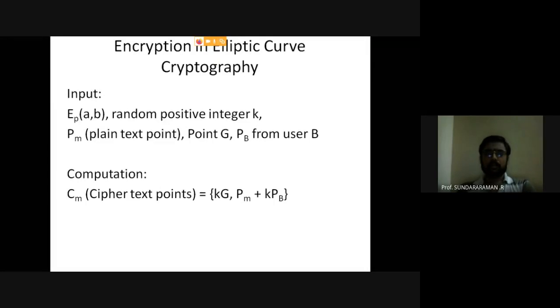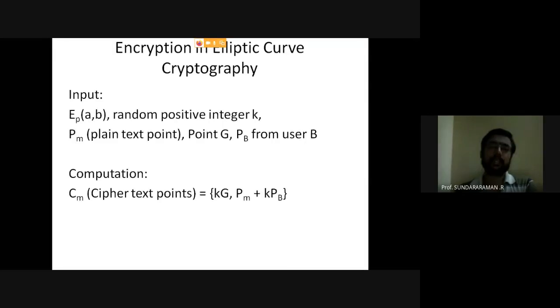Dear all, in this video we will be discussing the process of encryption and decryption in elliptic curve cryptography. As we know, elliptic curve cryptography can operate on real numbers, on a prime field, and the third one is the binary field. In this lecture we are going to discuss how the encryption and decryption processes are carried out in elliptic curve cryptography, which operates under the prime field Zp.